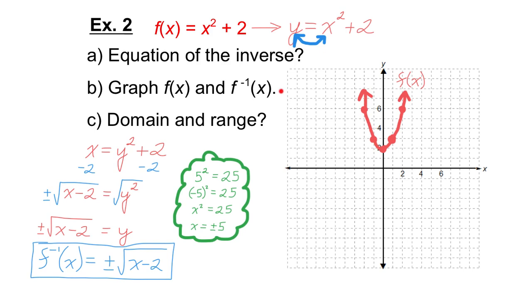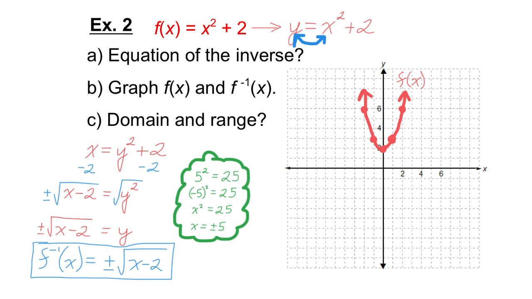Now I need to graph the inverse. Well, that's scary, because how do I graph this crazy looking thing, the positive or negative square root of x minus 2? Well, I could graph it the same way I graphed the other one. Pick values of x, do the calculation and find what y is, and then plot the points.